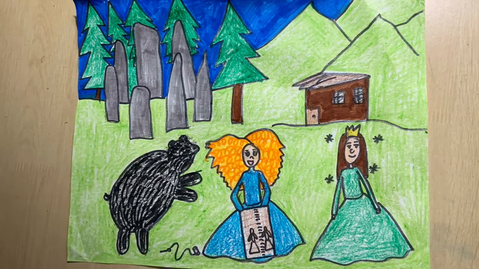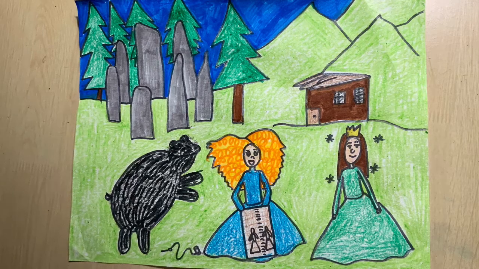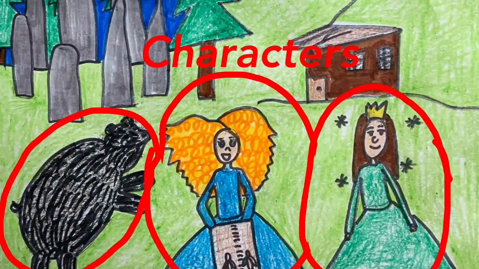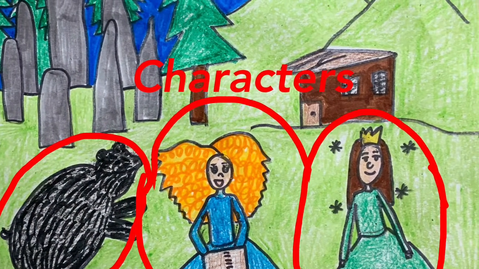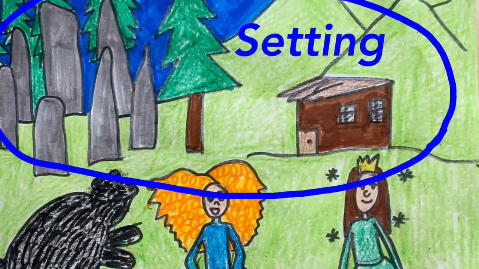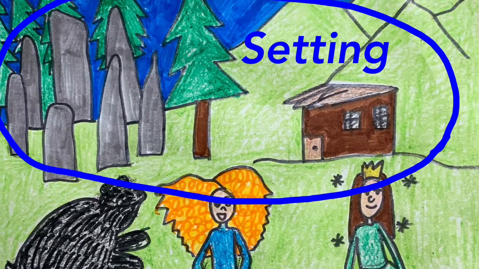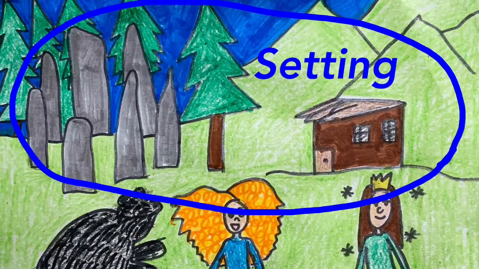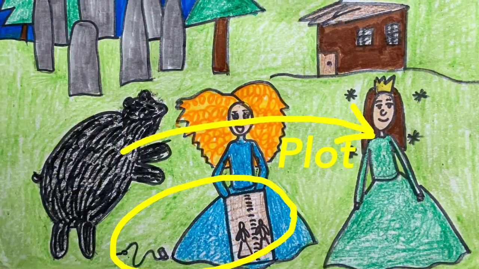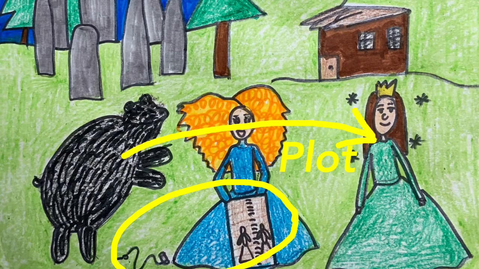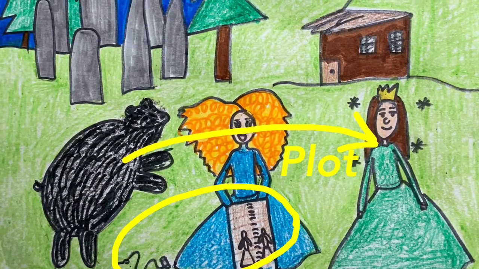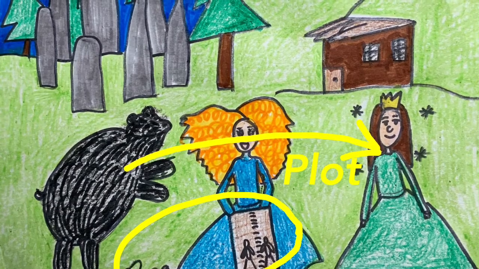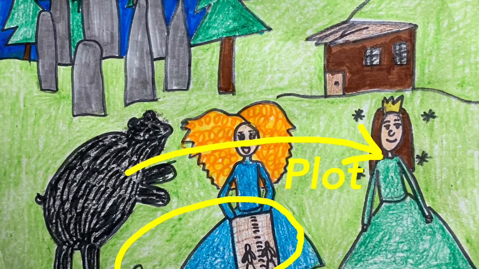I chose to draw a story I've heard before, a Disney movie called Brave. In this story, Princess Merida and her mother are the main characters. The setting is long ago in Scotland, a place with ancient ruins, green mountains, beautiful forests. The plot of the story is that Merida accidentally had a witch turn her mother into a bear, and the only way she could lift the spell was to fix and sew back together her mother's tapestry.